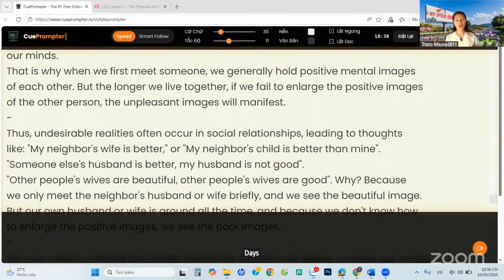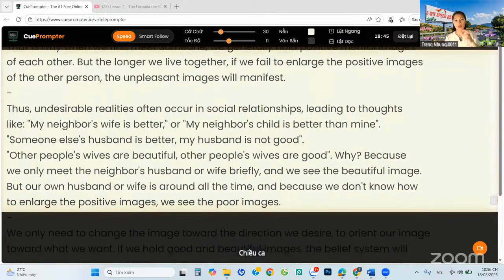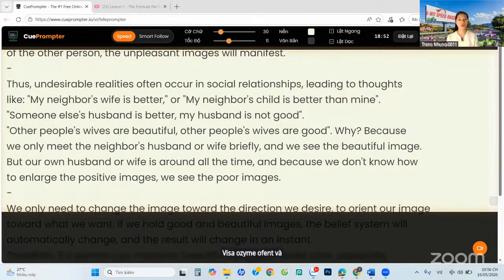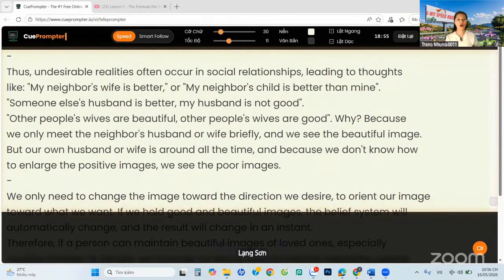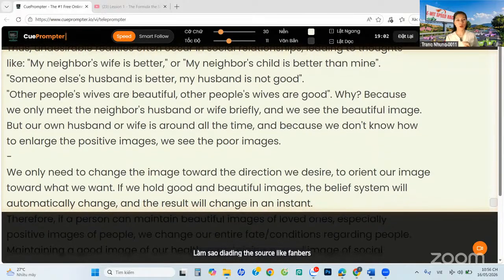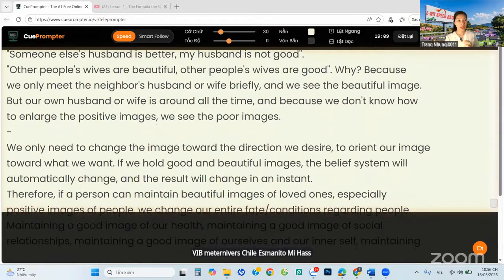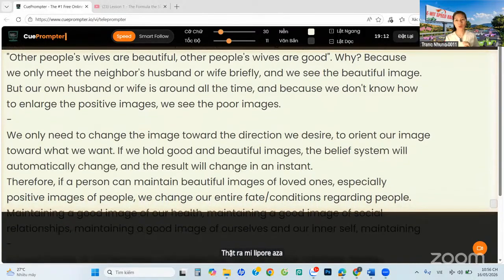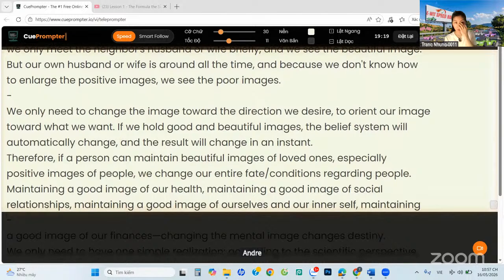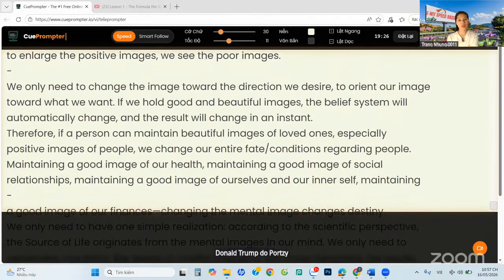When we first meet someone, we generally have positive mental images of each other, but the longer we live together, if we do not enlarge the positive images of the other person, negative images will manifest. The undesirable reality often occurs. In society, this leads to thoughts like my neighbor's wife is better, someone else's husband is better, my husband is not good, other people's wives are beautiful. Why? Because we only meet the neighbor's husband or wife briefly, and we don't know how to enlarge the positive images of our own spouse. We see the poor images.